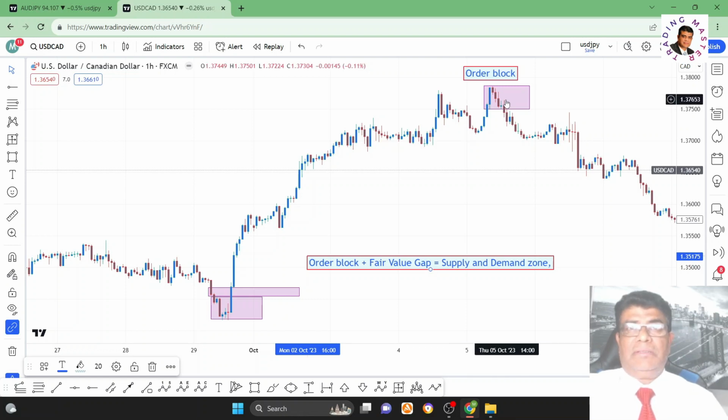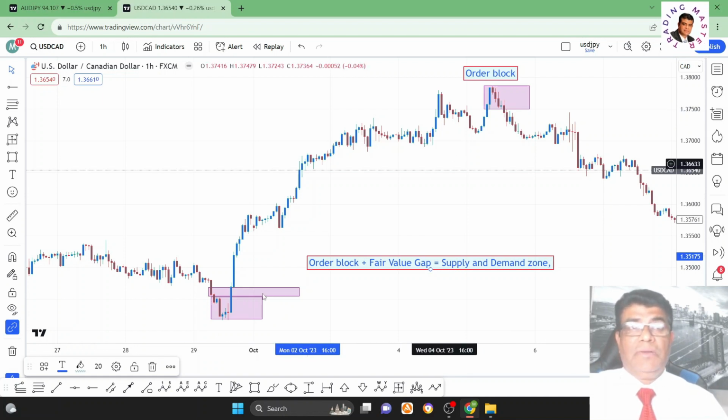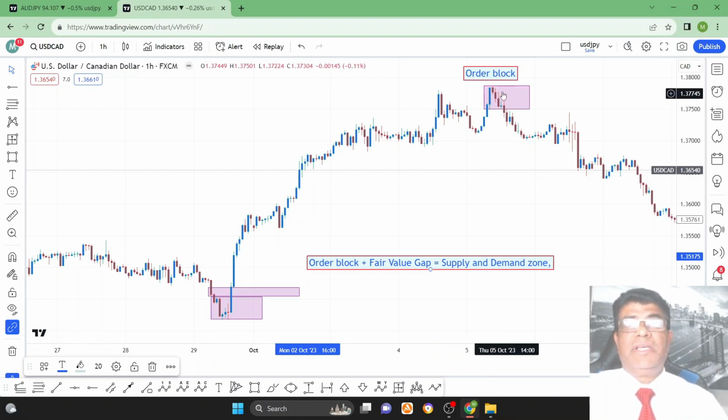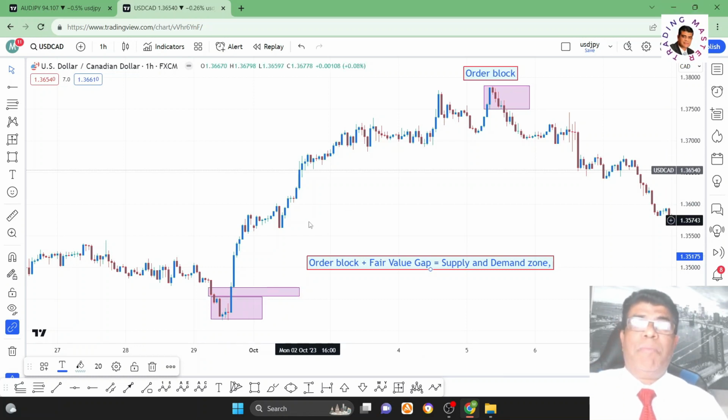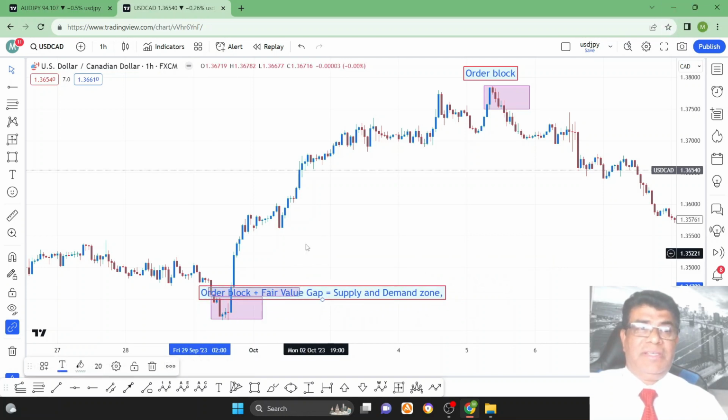This area, in this case, was just an order block, so there is no supply. But if this thing were here, then you would say it's a supply zone. Supply you sell, demand you buy. So this is the quickest and easiest way to find a supply and demand zone.